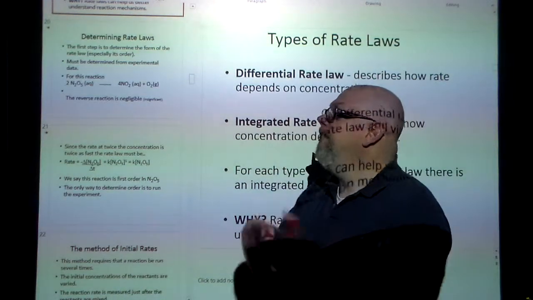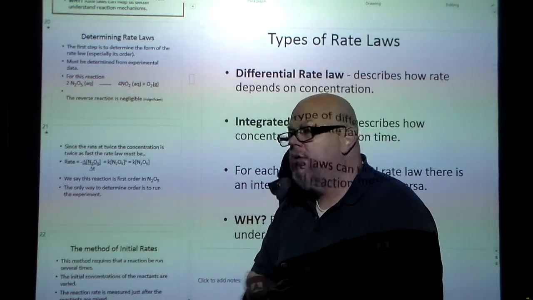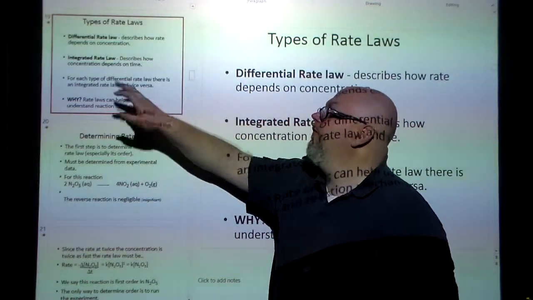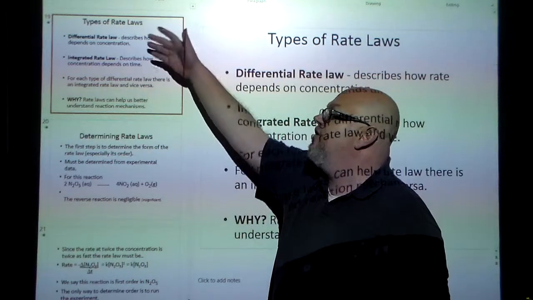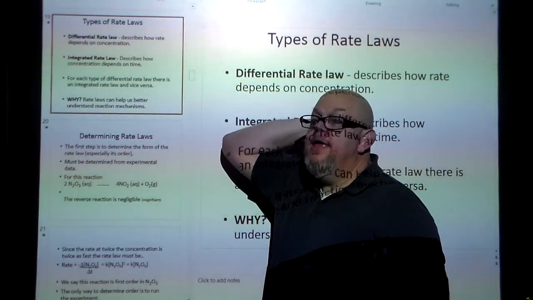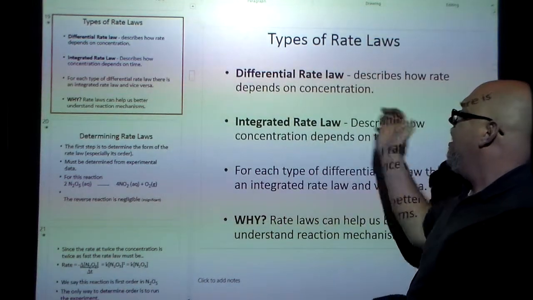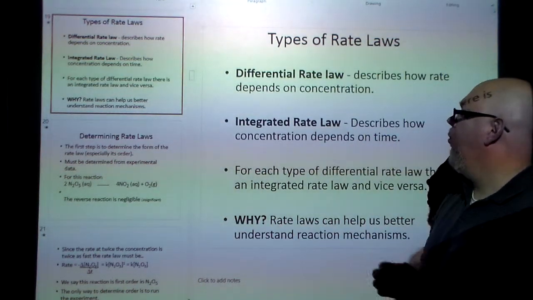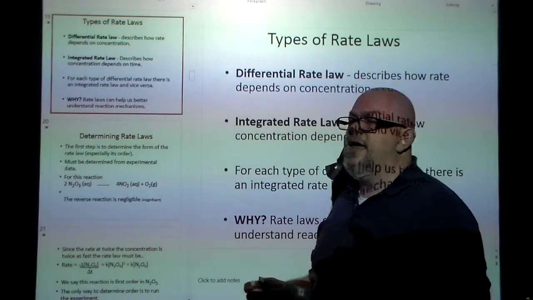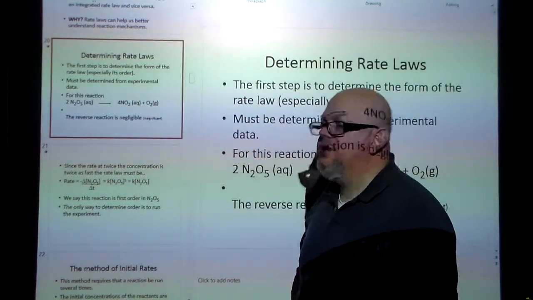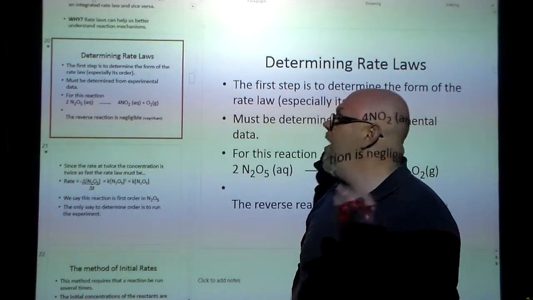Today we're going to be looking at determining rate laws. In our last episode, we talked about the different types of rate laws, differential versus integrated. The idea behind differential is that we simply looked at the concentration. In the integrated rate law, we're looking at concentration depending on time. But how in the world do we start determining the rate law for an equation?